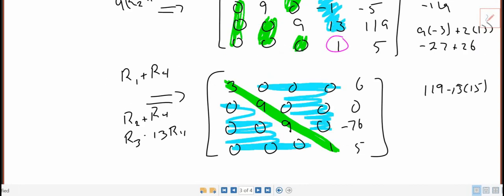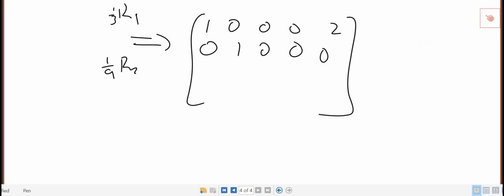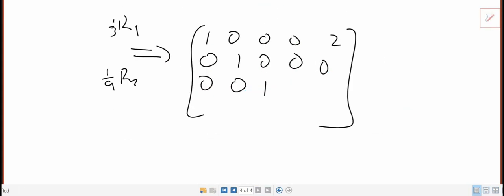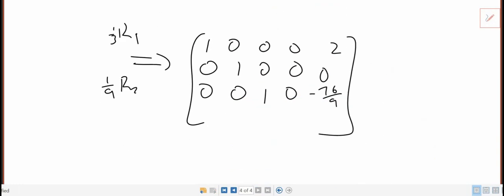Let's see. Divide the next one by 9. That'll be 76 over 9. So 0, 0. I forgot to sign negative. 0 and negative 76 over 9. Let's see. Yeah, and then the last one was already a 1. Okay, so that's 0, 0, 0, 1, 5.